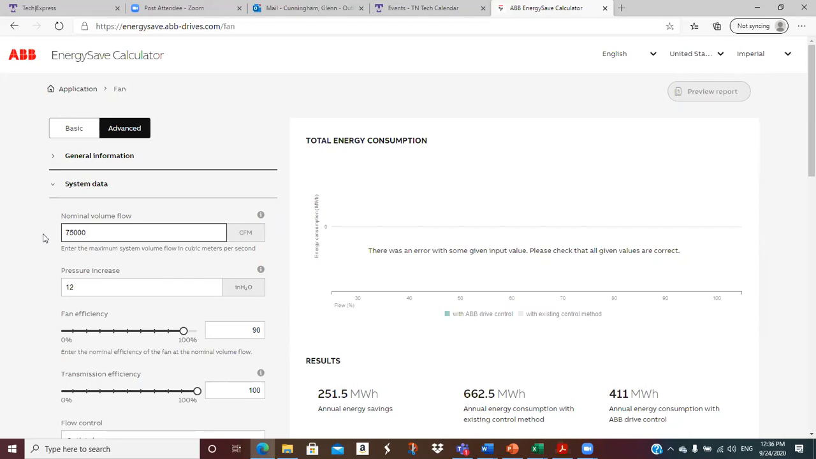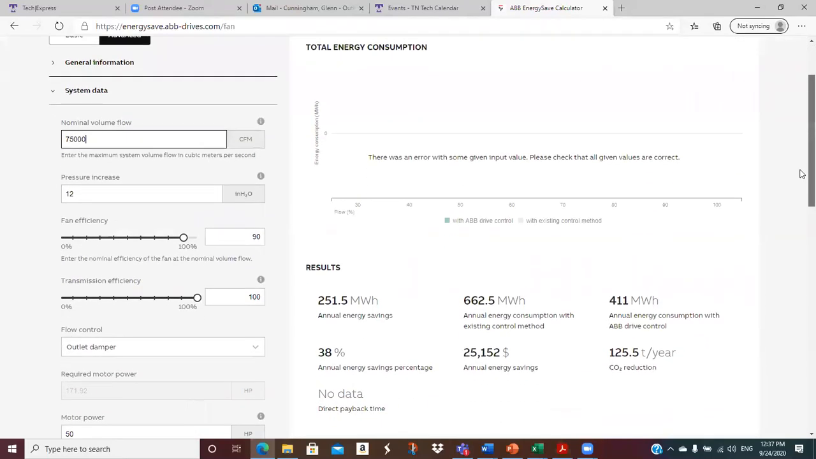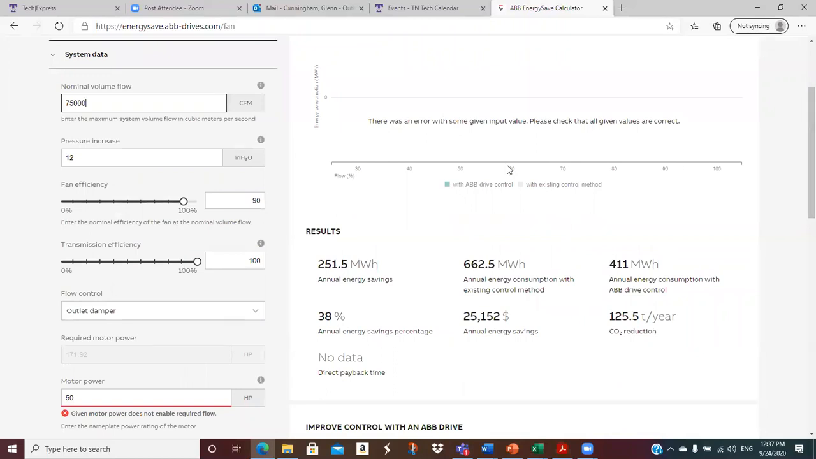Transmission efficiency, that would say it's probably direct drive, which could be. You know, if it's belted, you could put in a 3 or 4% belt loss. So you could put 0.97, 0.96 in there to account for a drive loss. Let's see. Okay. Flow control, outlet damper.